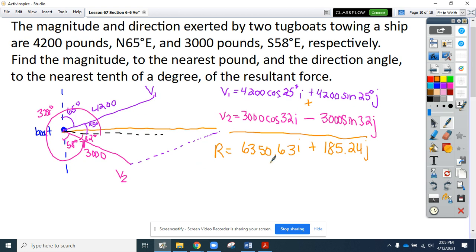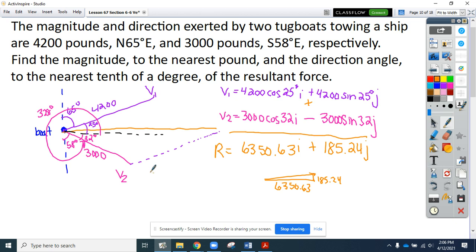Now for me, I don't like to label the sides there, but I really like to think about what this means. So I'm going to draw myself another little picture and say, okay, so in the I direction, I'm going 6,350.63. In the J direction, I'm going 185.24. So that's my vector, the resultant vector. To me, the picture really helps because then the two actual questions, find the magnitude to the nearest pound and the direction angle, now I know what I'm basing it off of. This picture is what I'm trying to base it off of.